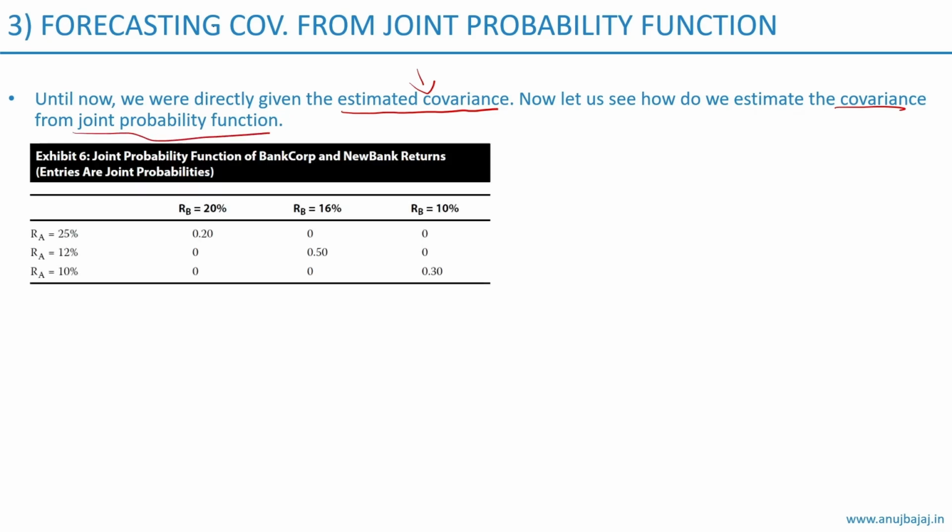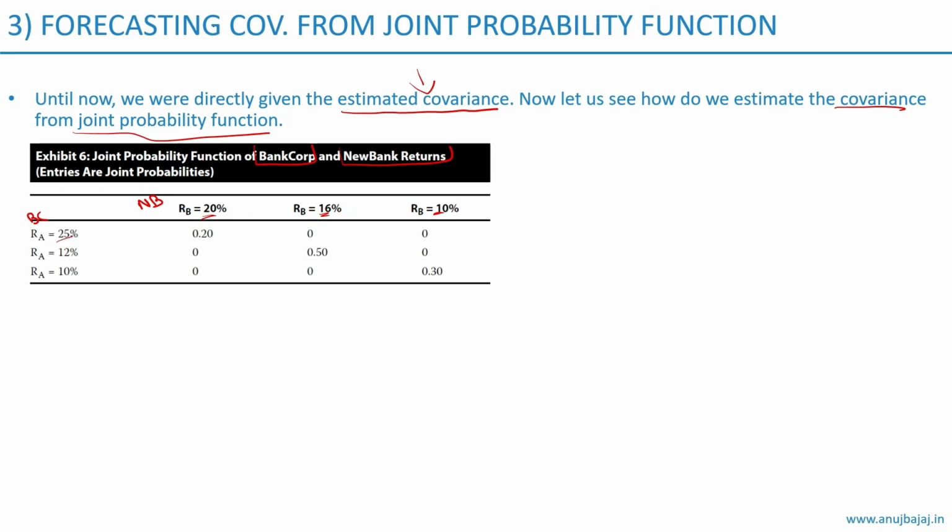So we have the joint probability function or the joint probability matrix of two variables, the Bank Cop's return and the New Bank's return. These two variables are dependent and this is their joint probability function. So RA is the return of Bank Cop and RB refers to the return of New Bank. Bank Cop can have three possible return outcomes and New Bank can also have three possible return outcomes.